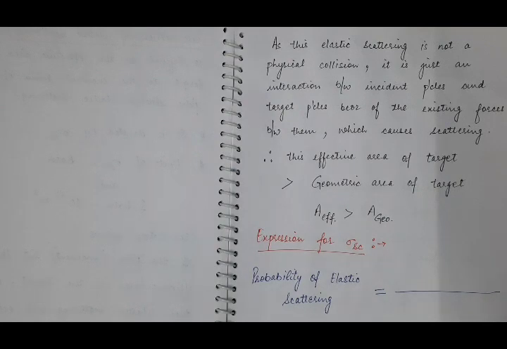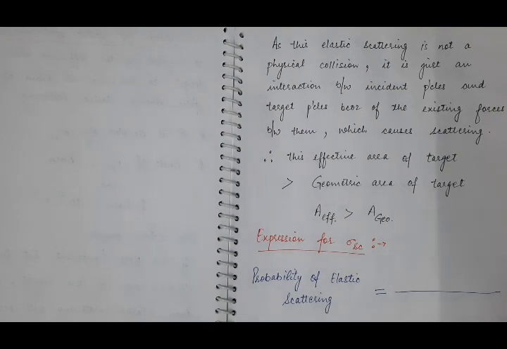Because the forces between the two particles exist even at a distance. Therefore, this effective area which will cause the elastic scattering may be greater than the geometric area of the target. So that is why this effective area is different, and this effective area of the target is always greater than its geometric area.